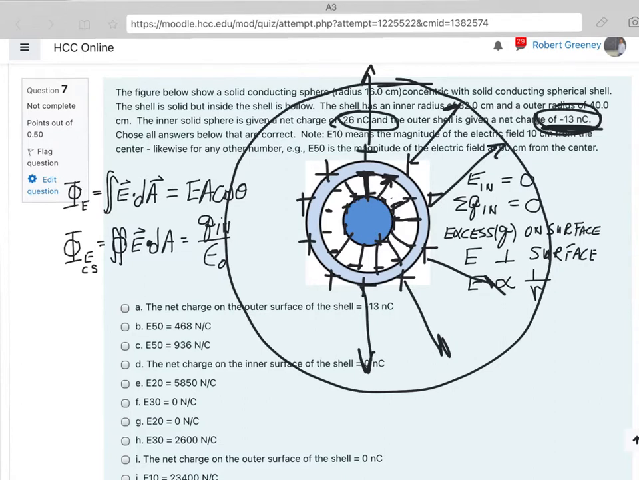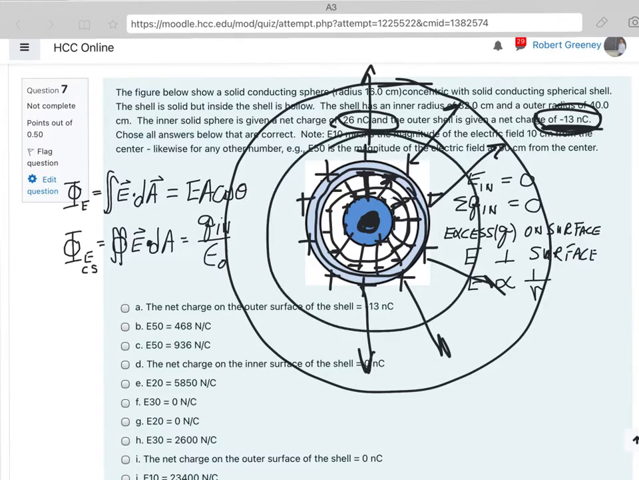So anyway, you got to do some calculations and then go through this choice of possible correct and incorrect answers. Remember, the field inside here is going to be 0. The field in this area is going to be the same as if a point charge of 26 is in the middle. And if you're in the shell, the field is 0 because you're in a conductor. And if you're out here, the field will be the same as what? A point charge of 13 located at the center of that inner sphere.